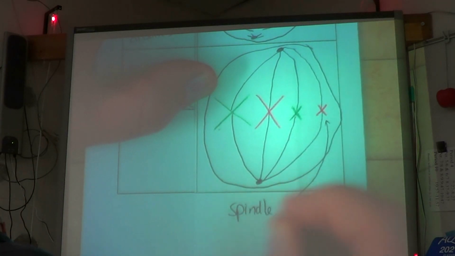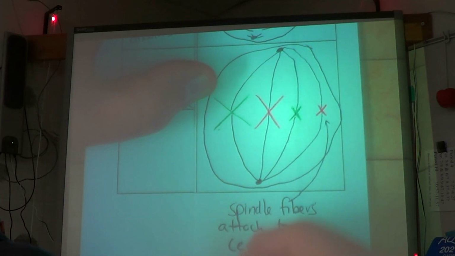After meta, we go to anaphase. Ana, apart. What pulls apart in anaphase? The chromosomes. And when we say X chromosome, not an X chromosome, that sounds like we're talking about X and Y gender chromosomes. When we talk about a chromosome in the X shape, what pulls apart? What do we call half of the X?